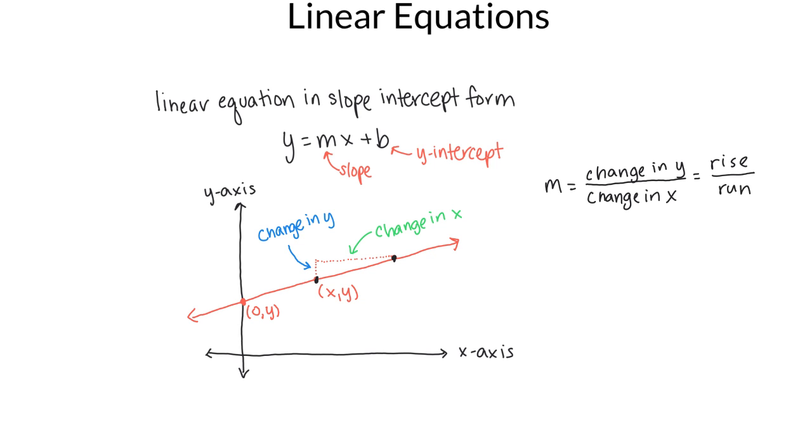So there actually is a formula for slope. If we call this point (x1, y1) and this point here (x2, y2), the way that we measure slope is by taking the difference in the y's and dividing by the difference in the x's.